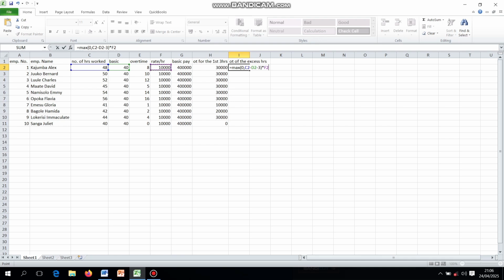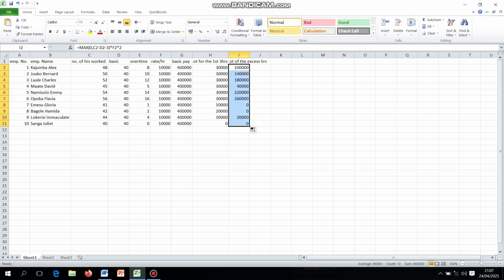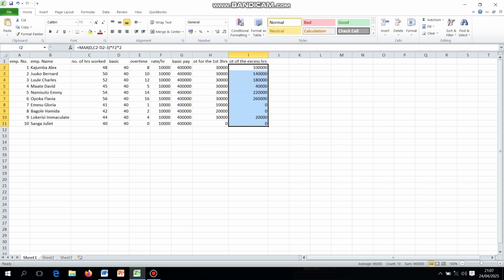Then still I will multiply everything with 2. Reason being, in the question, this overtime was double pay. So that's why I multiplied it with the 2. Then I'll press enter. So when I get it, I will autofill it and I will get the answer. So I will adjust here so that it fits.